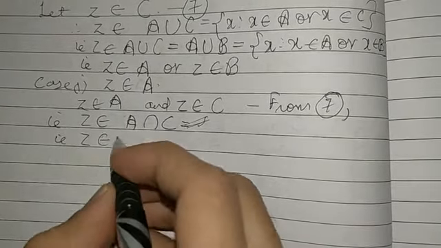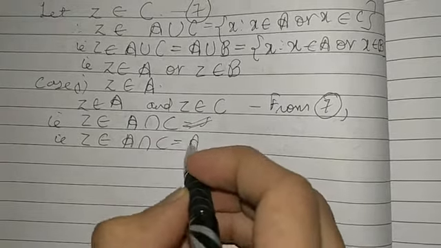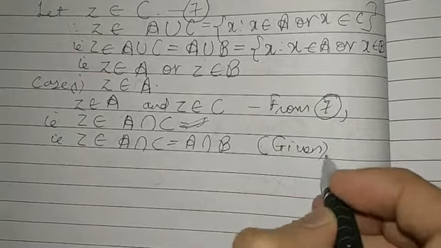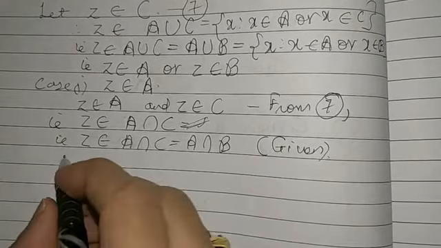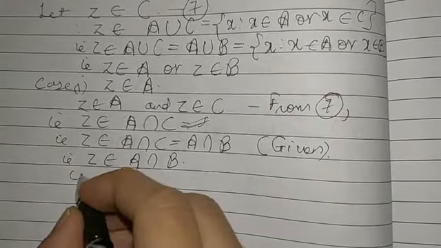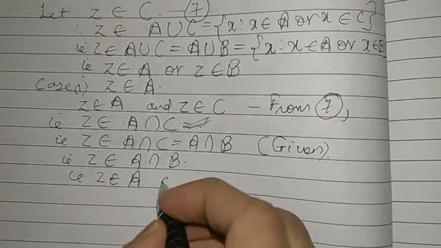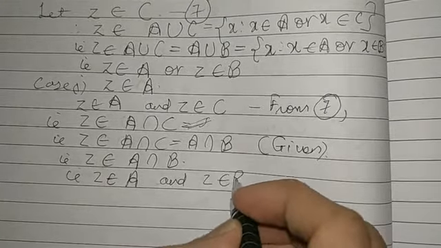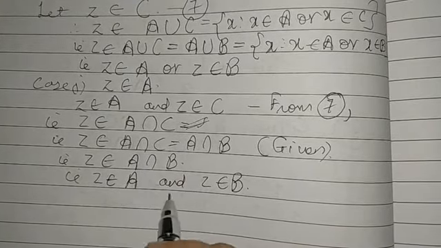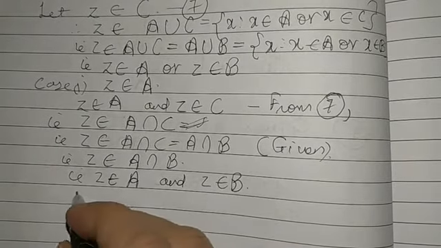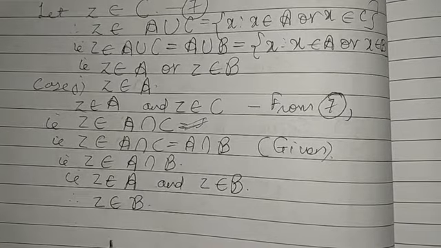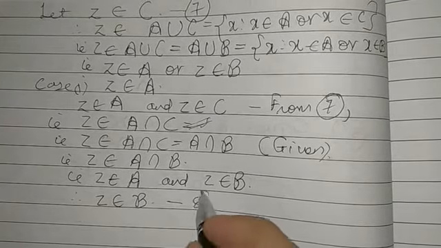Now Z belongs to A intersection C, which is equal to A intersection B. This is given to us. So Z belongs to A intersection B. That is Z belongs to A and Z belongs to B, because intersection means and. Therefore Z belongs to B, from here. So we can call this 8.